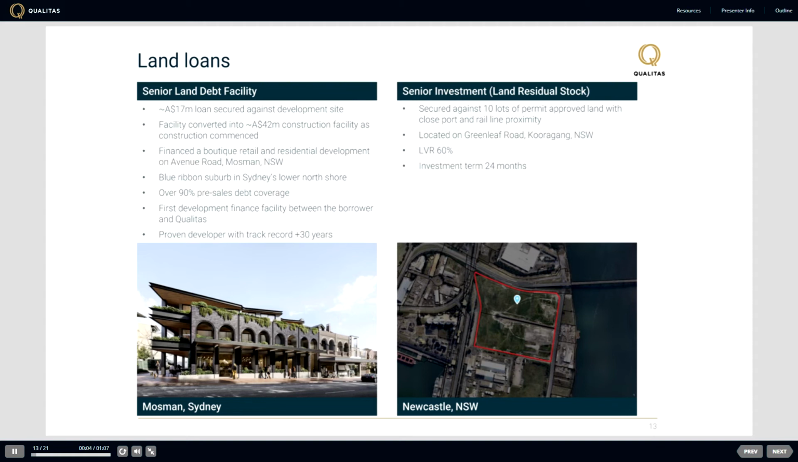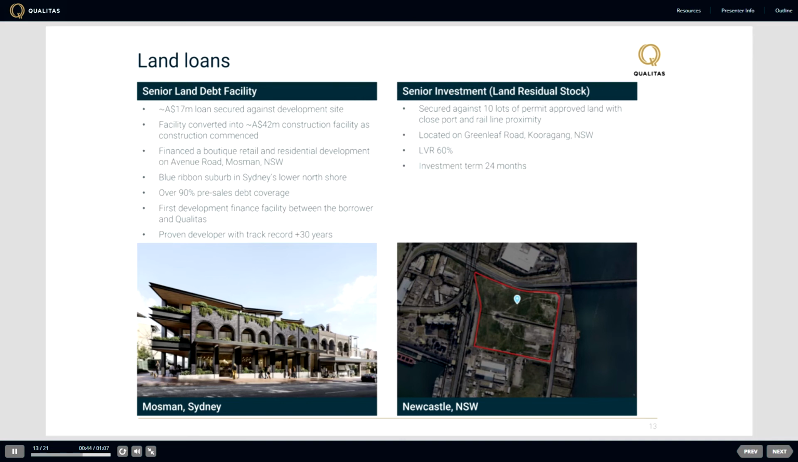The first one is a $17 million senior land loan secured against a development site located at Avenue Road, Mossman, New South Wales. This facility will be converted to a $42 million construction loan sourced from our construction debt fund, with DA approval held for demolition of the existing dwelling and development of 11 high-end units with retail and car space. There is a shortage of modern, well-appointed apartments and fit-for-purpose retail commercial accommodation in Mossman, and hence the subject development is expected to be very well received by wealthy downsizers and owner-occupiers who are seeking to be close to retail amenities.